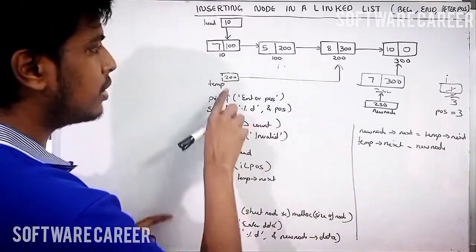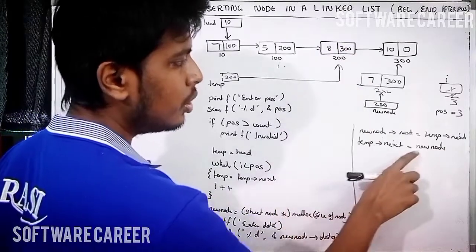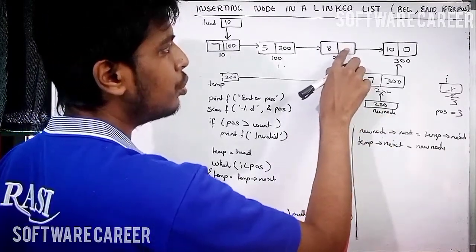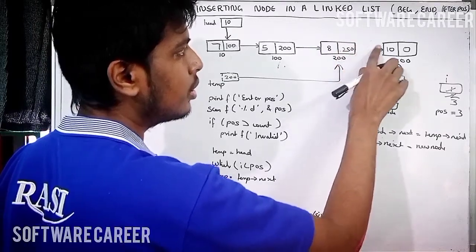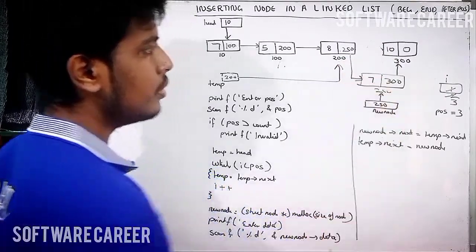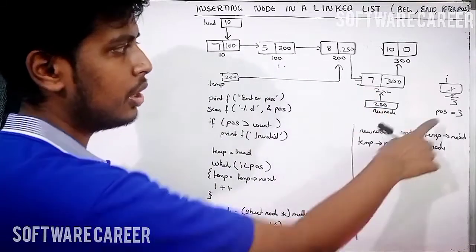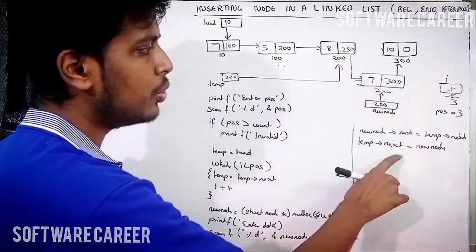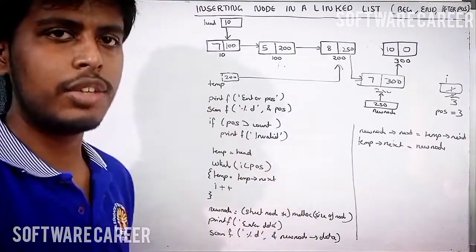Now what is temp->next? Temp is 200, and 200's next is this pointer. In this pointer I should store the new node address. New node is 250, so 250 is stored here. So this link gets cancelled and this pointer is pointing to this node. So you have inserted this data after position 3: 1, 2, 3, 4. In the fourth position you have inserted. This is how you should insert the node after a given position.